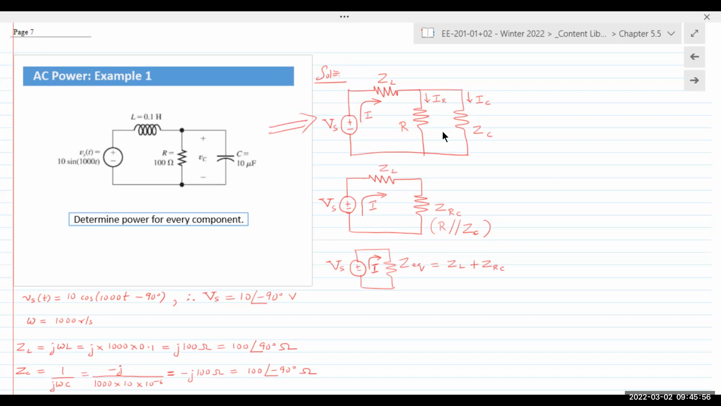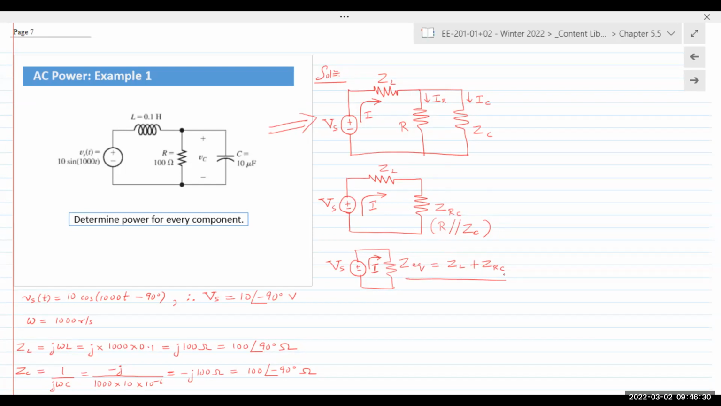Then I have 3 resistors in the circuit. Apply our resistive reduction techniques. I would first start at the farthest end away from the power supply. I would reduce R and ZC in parallel to ZRC. ZRC is R and ZC in parallel, and then that ZRC is in series with ZL. And thus my total ZEQ is ZL plus ZRC.